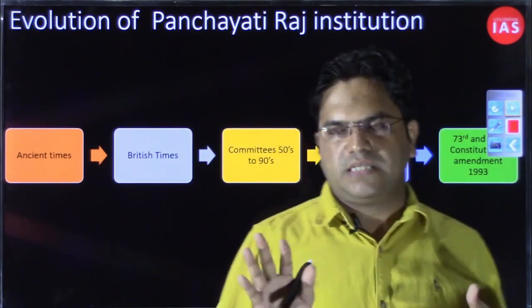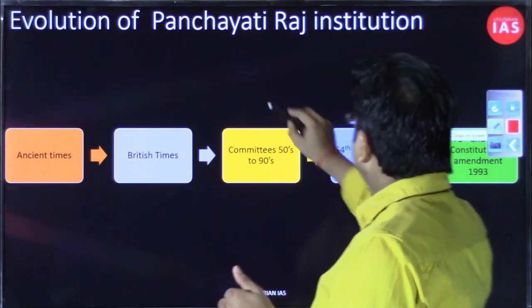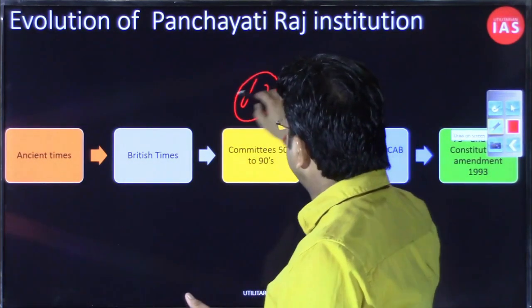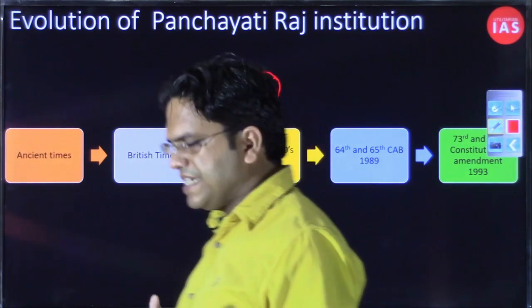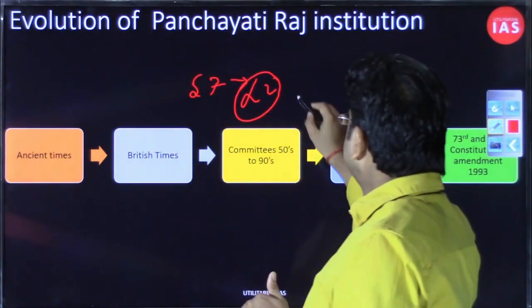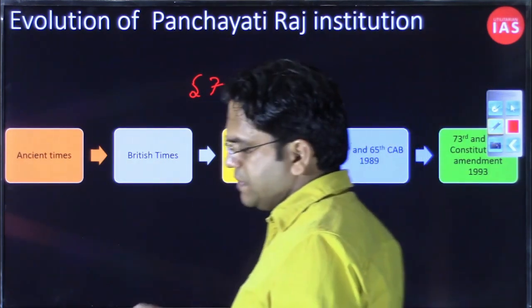See, in the Seventh Schedule, you have List 2, which deals with states, and in the states you have something called entries, different entries. So in Entry 5 you have Panchayati Raj.